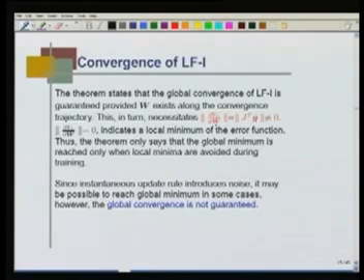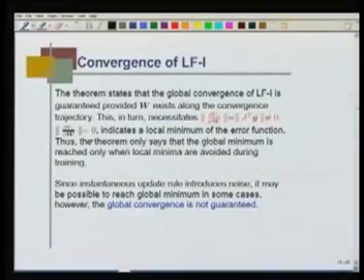So, this implies that J transpose Y tilde should not be 0, or del V1 upon del W is 0, which indicates a local minimum of the error function. The theorem only says that the global minimum is reached only when local minima are avoided during the training. Since the instantaneous update rule introduces noise, it may be possible to reach the global minimum in some cases. However, global convergence is not guaranteed. So, this is the implication of the theorem that W dot exists along the convergence trajectory.